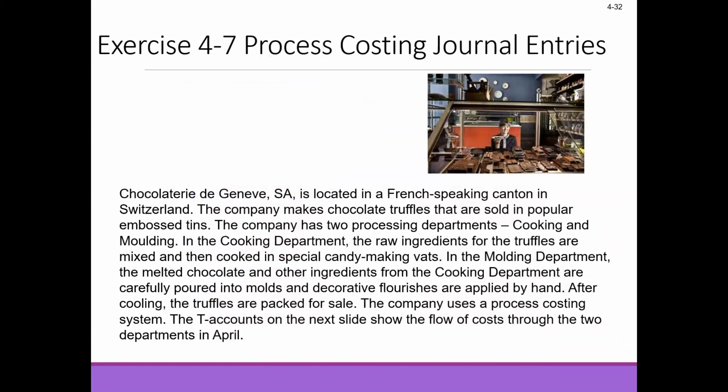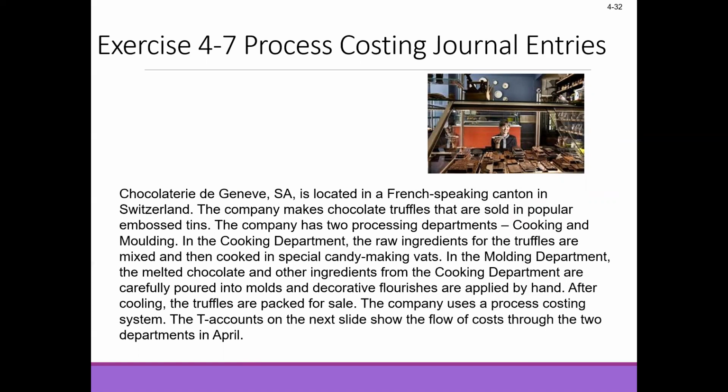Let's take a look at exercise 4.7 to go through some journal entries. Chocolatier de Genève is located in a French-speaking canton in Switzerland. The company makes chocolate truffles that are sold in popular embossed tins. The company has two processing departments, cooking and molding. In the cooking department, the raw ingredients for the truffles are mixed and then cooked in special candy making vats.